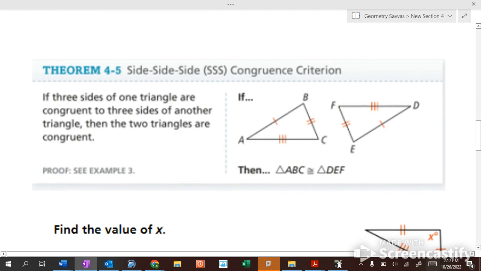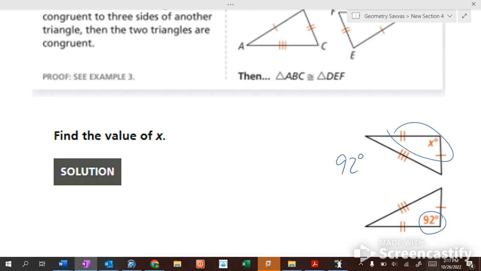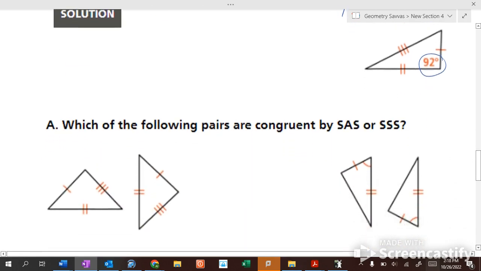All right, continuing on. Then there's the side congruence. If all three sides of one triangle are congruent to all three sides of another triangle, then the two triangles are congruent, no matter what. So here, all three sides of this one are congruent to all three sides of this one. If this angle down here, in between the 1 mark and 2 marks, is 92 degrees, what's the angle in between the 1 mark and 2 marks going to be? 92 degrees. Woo, that one was tough, wasn't it? Okay, 92 degrees, 92 degrees.